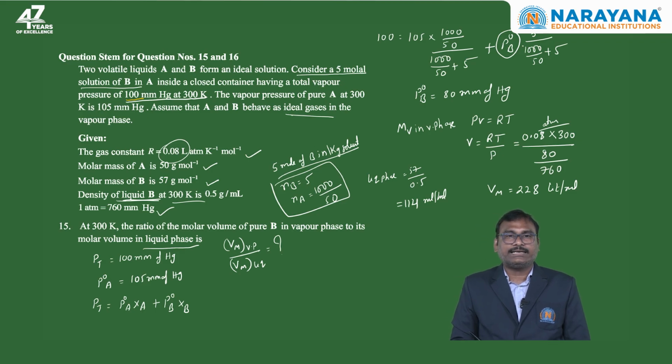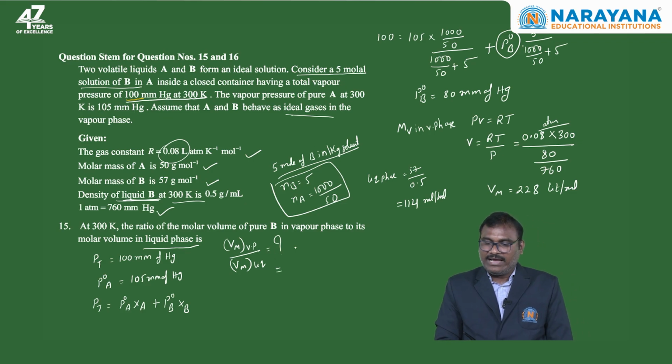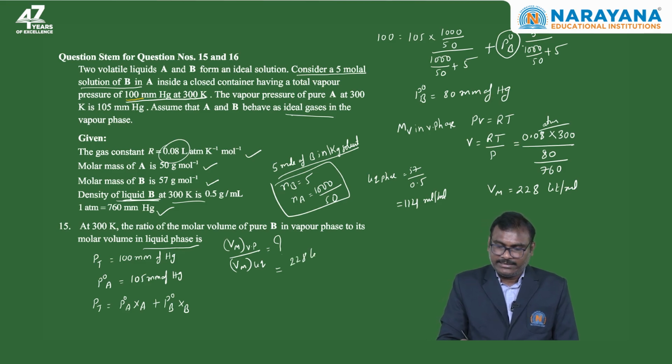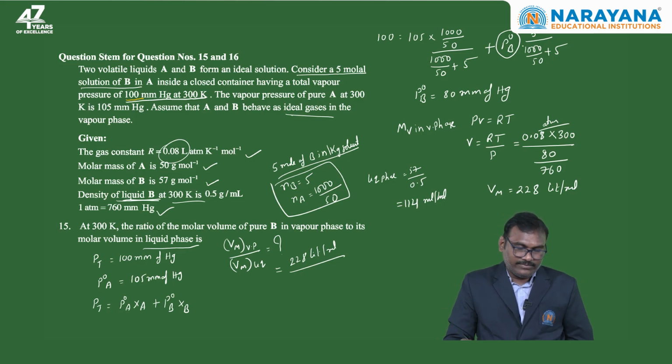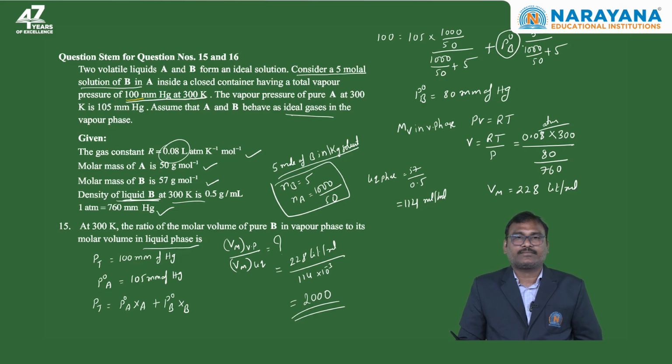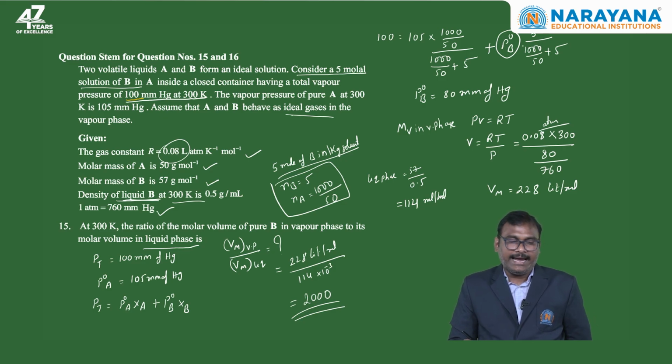So he is asking to get the ratio. Say yes or no? How to calculate? Molar volume in vapor phase, 228 liters per mole, divided by the molar volume in liquid phase, we already have 114 into 10 power minus 3, since it is asked in liters. After doing so, I will get the answer 2000. It is the ratio of the molar volume in vapor phase to the molar volume in liquid phase. Now go for the next question.